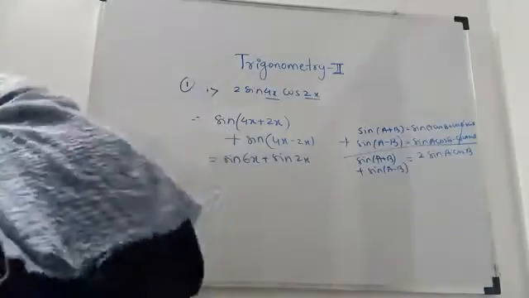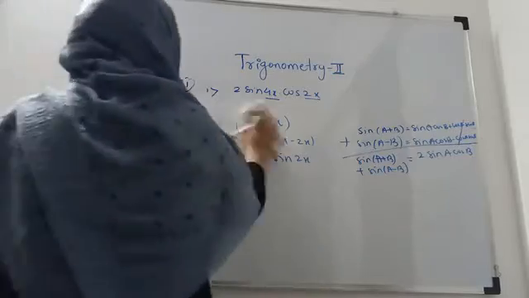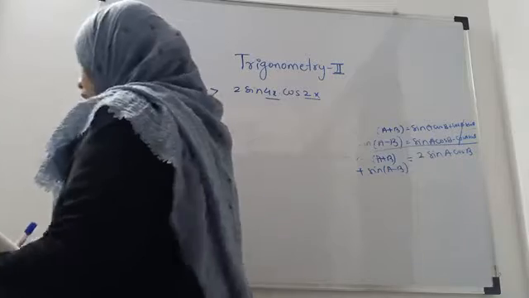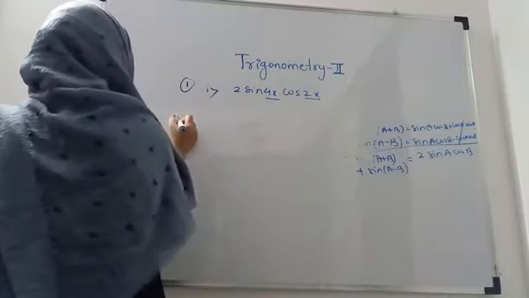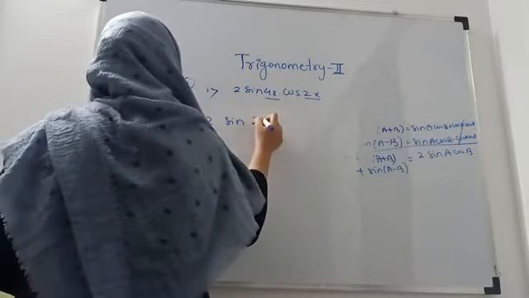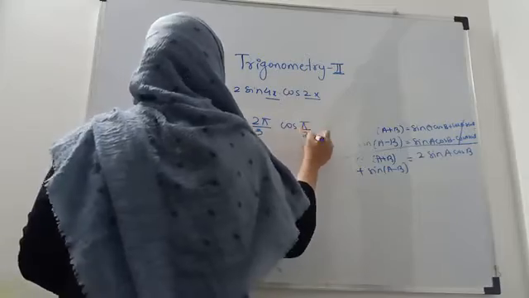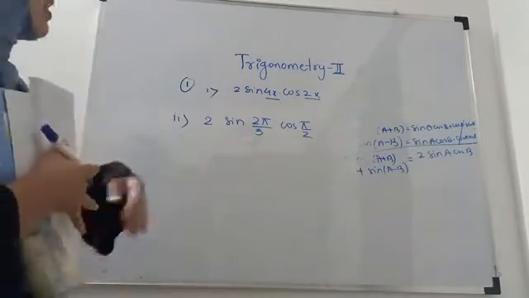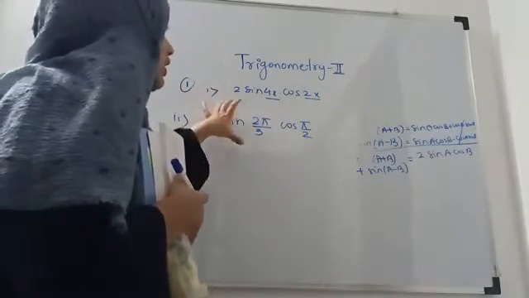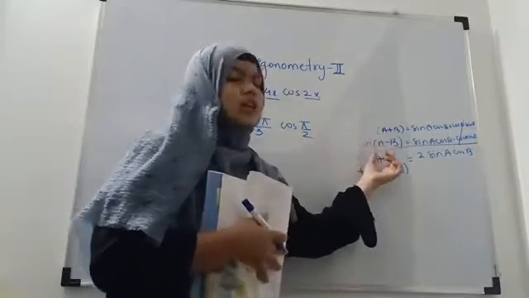Now we'll take sub problem number 2. Same formula we will use there. The sub problem number 2 is given as 2 sin(2 pi by 3) into cos(pi by 2). Again here you have to use the same formula. It's up to you. We have to just look at the expression, what term we require. According to that we will use the formula.